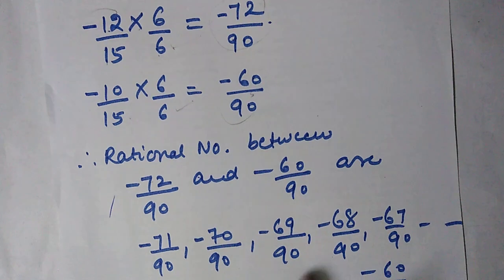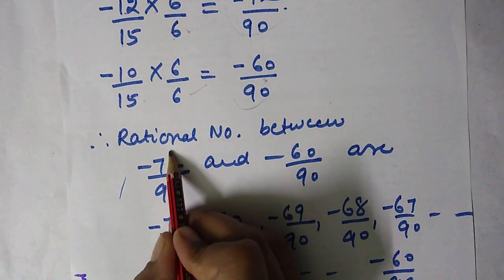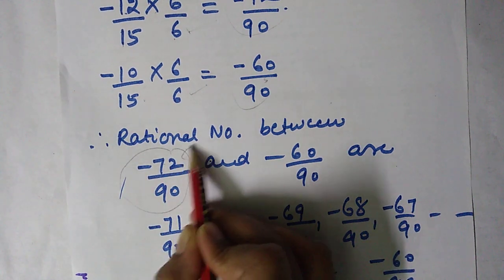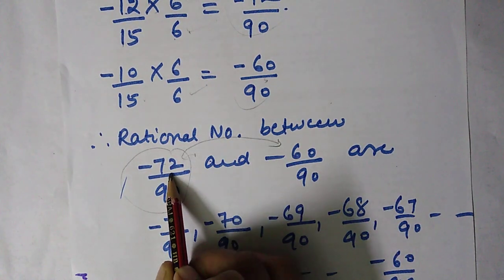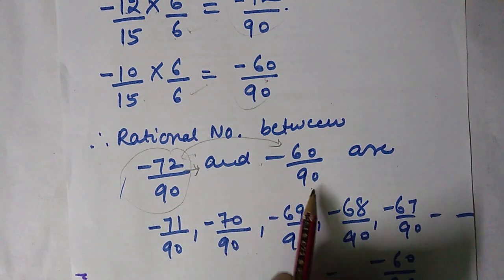So I have to write the rational numbers that are lying in between them. From here I have to start and I have to reach here. So I will write these numbers in increasing order to reach this number.